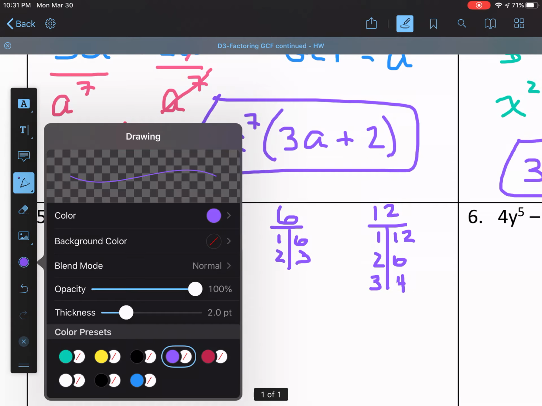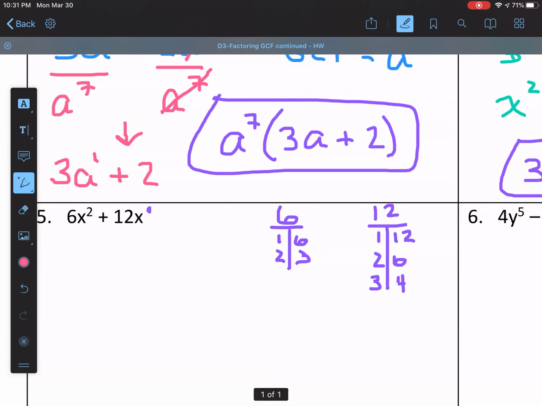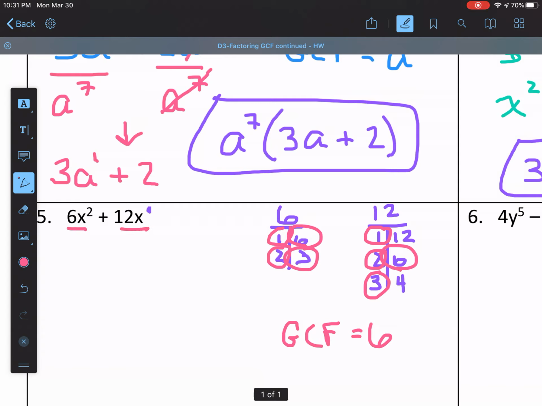Okay? And so our numbers in common are 1, 2, 3, and 6. Okay? So the first part of our GCF is 6. Now, we have to also see that both of these guys have variables. So remember, we take the lower exponent, which is x to the first. So you can either write 6x to the first, or just 6x.